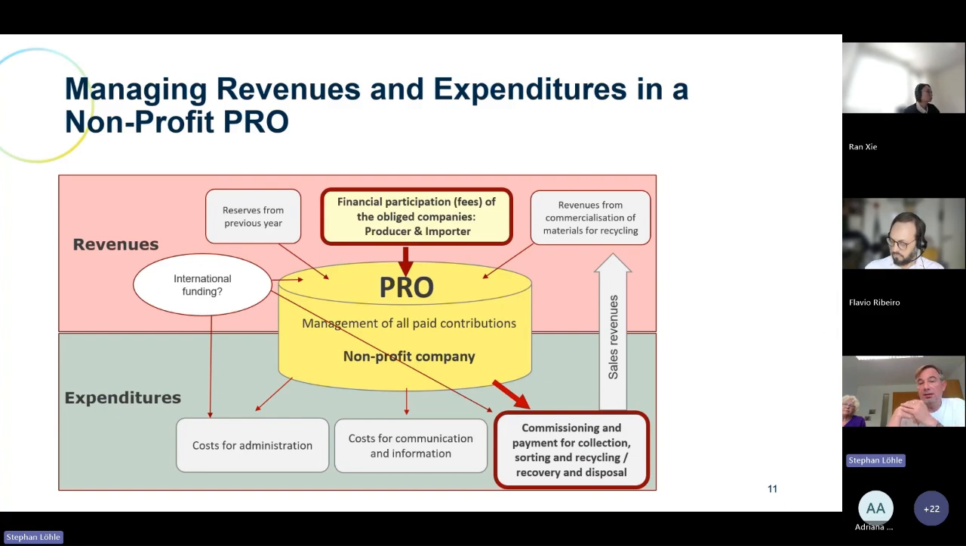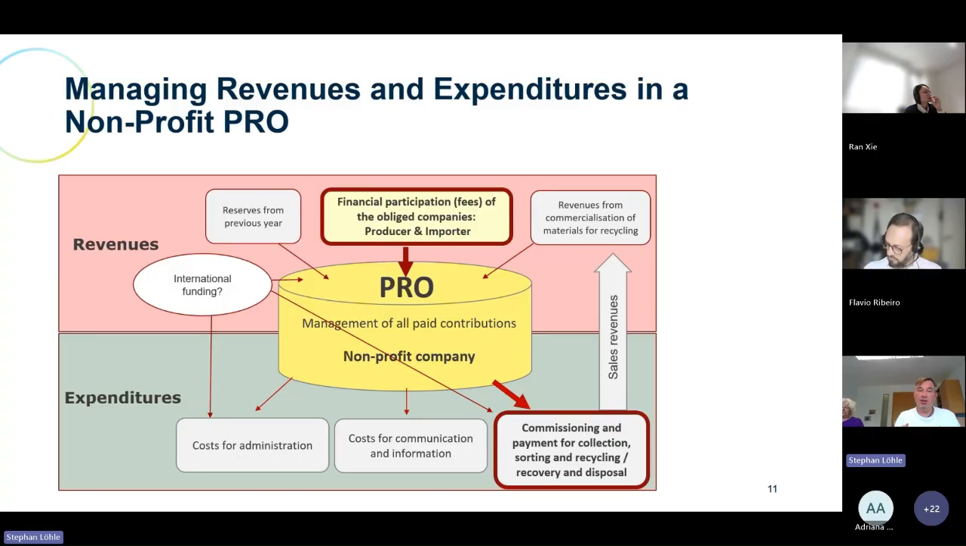And with this, most of the time, the easiest thing to do and to start with is having a non-profit PRO. That means every financial contribution, what is called an EPR fee, paid by the obliged companies to the producer responsibility organization, is only used for the purpose of organizing and administrating the system. So it's a net zero at the end of the day, right?